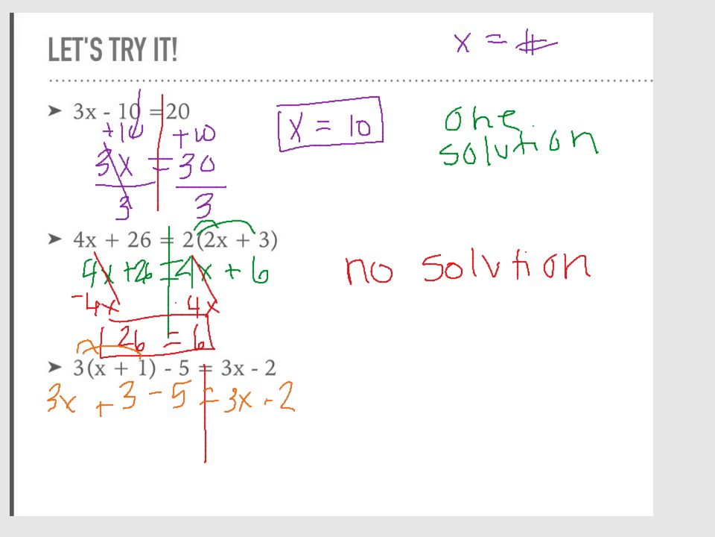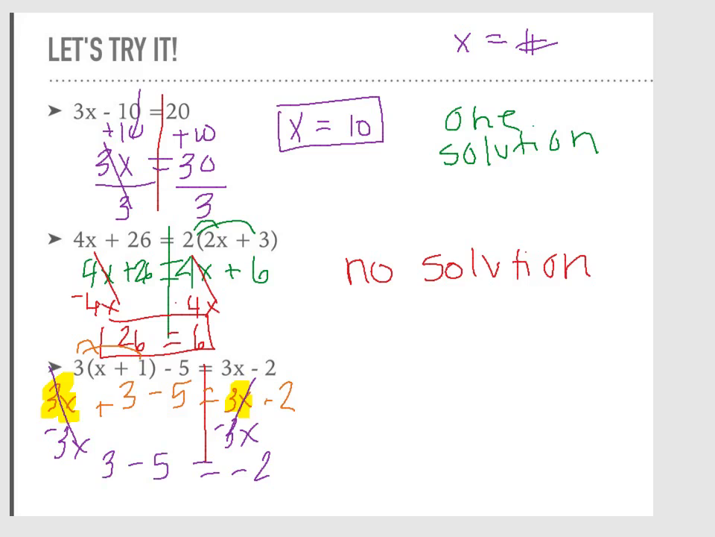We need to combine my like terms, and I notice my like terms are my 3x's. So I'm going to use the one on the right first. It's a positive 3 because there's no negative sign in front of it, so the opposite or inverse of positive 3 is minus 3. Whatever I do to one side, I have to do to the other. On the right side, my 3x's cancel, and I'm left with negative 2. On the left side, my 3x's cancel, and I'm left with 3 minus 5.